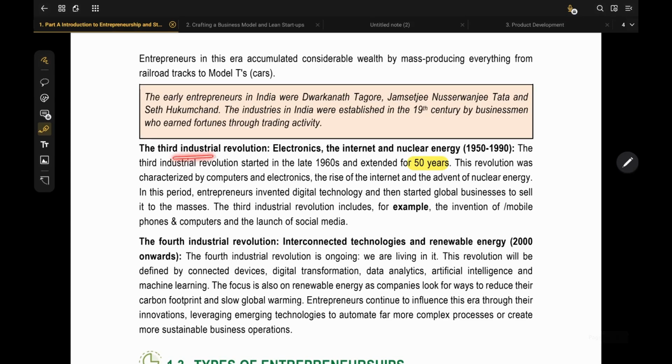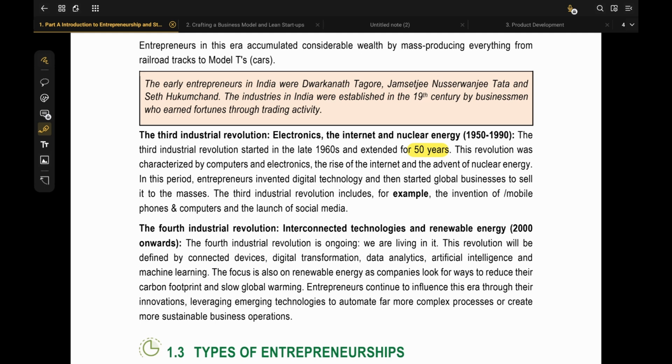In the third industrial revolution, the main items were electronics, widely used by the people, and then the internet was invented. Nuclear energy was also being used. This third industrial revolution period was 50 years. And then in this, we got digital technology also. And then global businesses started to sell to the people.